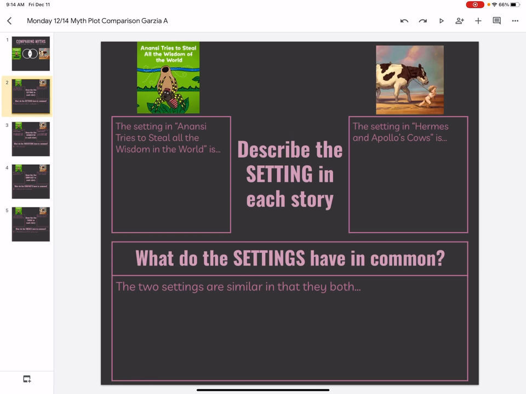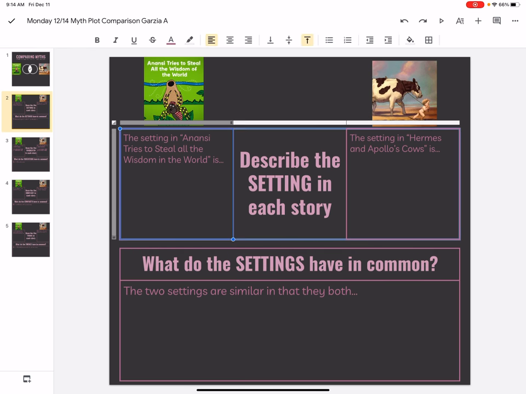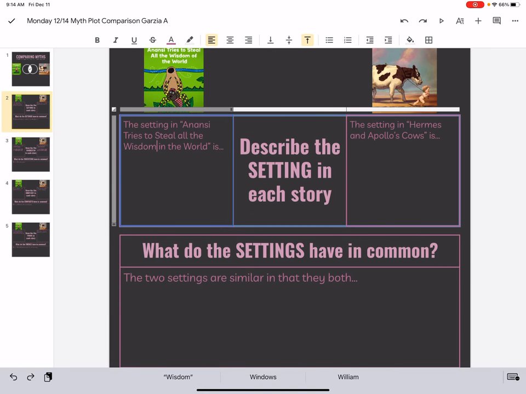Okay, first task. In the setting box over here, we're going to describe the setting of the story of Anansi. And in the box on the other side, we are going to discuss the setting of Hermes and Apollo's cows. I gave you sentence starters. The setting in Anansi tries to steal all the wisdom in the world is, and you fill in the blank. Where is the story set?